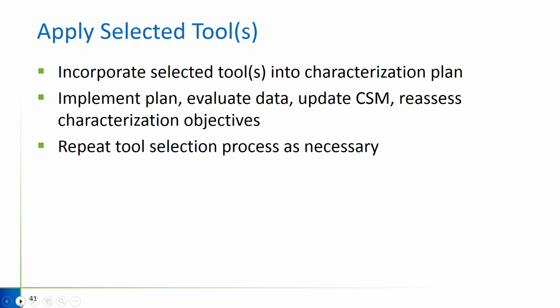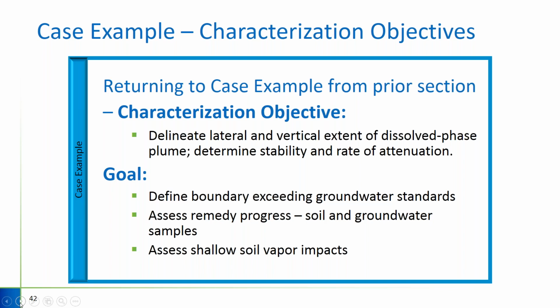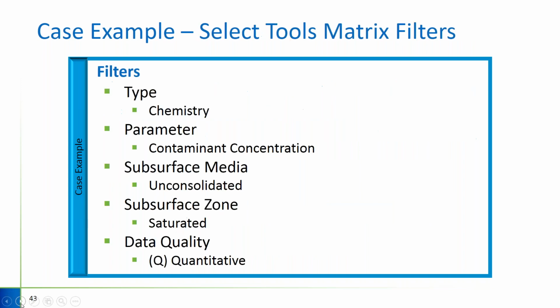So again, back to our case study. Now, they had done this work, obviously, before we finished developing the tools matrix, but let's just say, let's apply the tools matrix to the situation from this case study. So again, there's the objective, delineating lateral and vertical extent of the dissolved phase plume. Look at plume stability and rate of attenuation. So we wanted to find the boundary that exceeds groundwater samples. We wanted to assess the remedy progress in the source, and then assess the soil vapor.